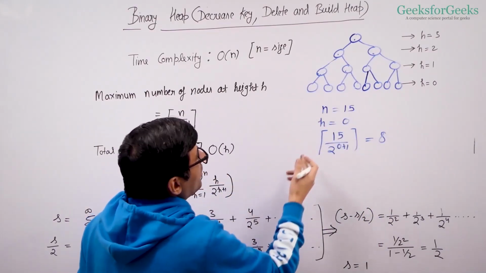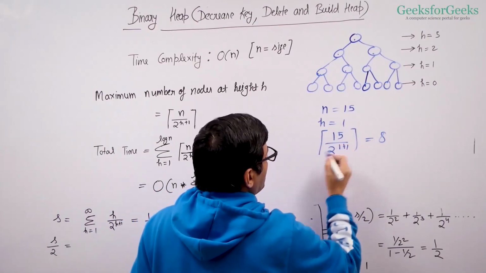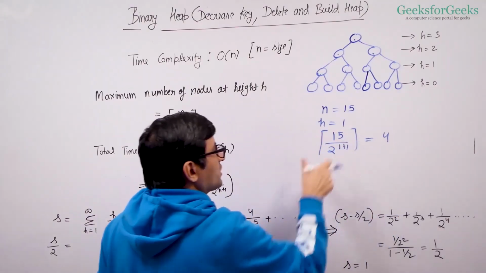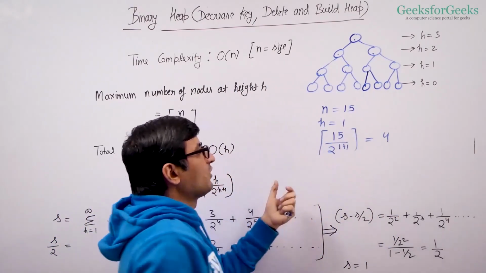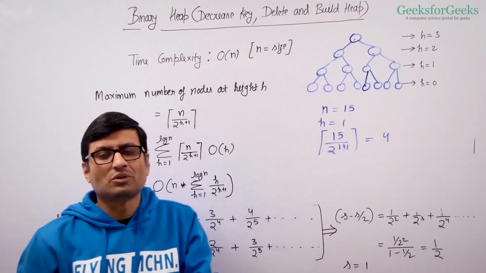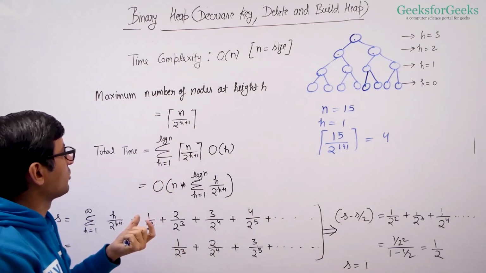Now if you use the same formula for height equal to 1, you will have 15 divided by 4, the ceiling of which is 4. So you have 4 nodes. Even if you remove some nodes and apply the formula, you are going to see that this formula is true. That's the upper bound on the number of nodes at a height. So we use this expression to find the overall time complexity.